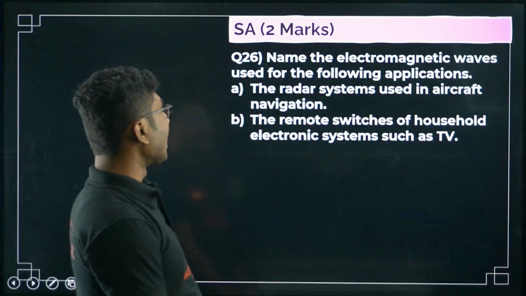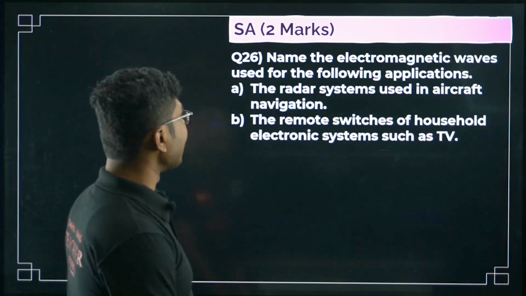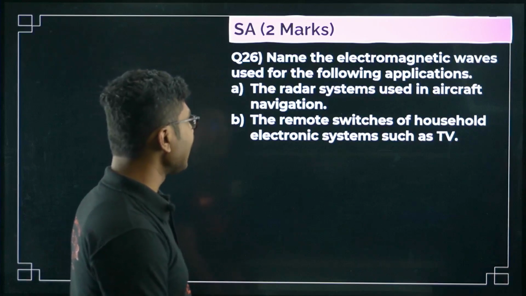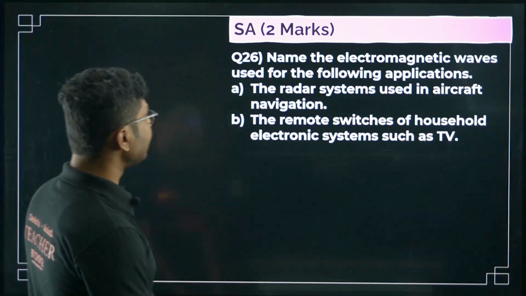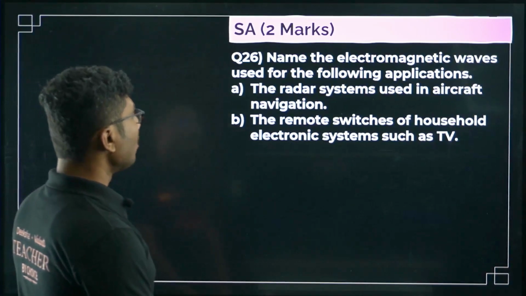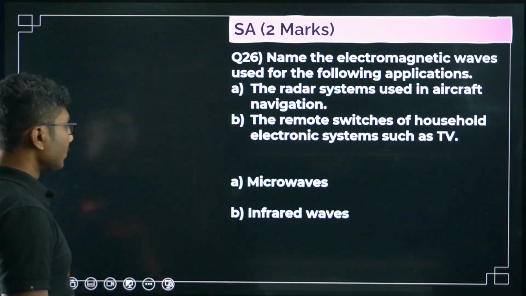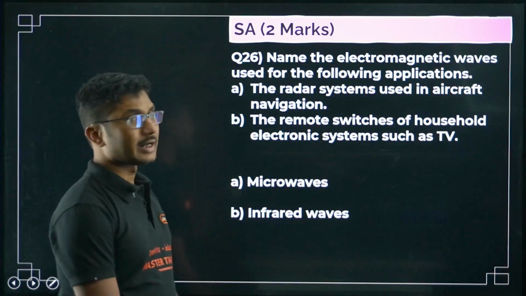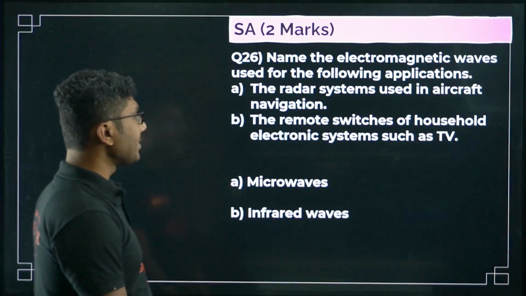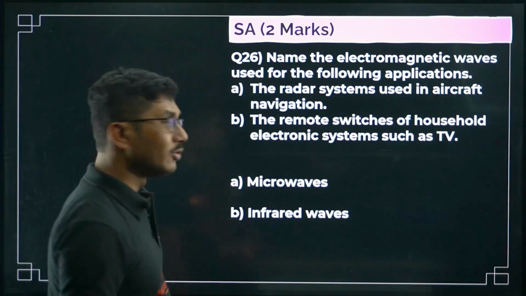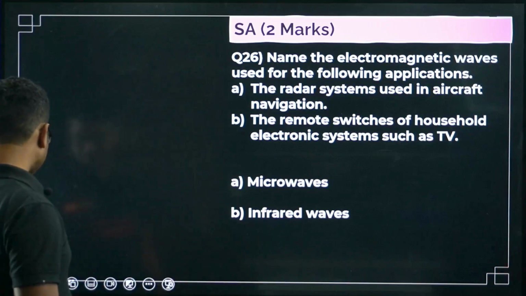Now another question: name the electromagnetic waves used for the following applications: the radar system used in aircraft navigation, and the remote switches of household electrical devices such as TV. So microwaves are used for radar systems and infrared waves are used for the remote control of your TV.